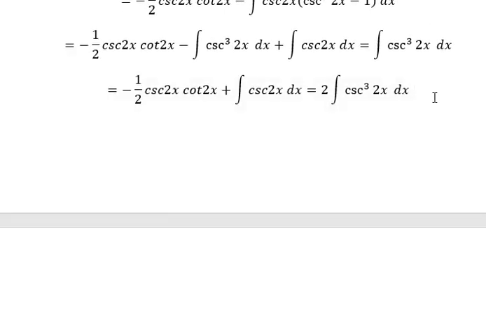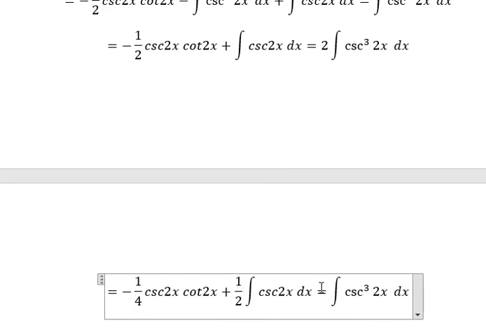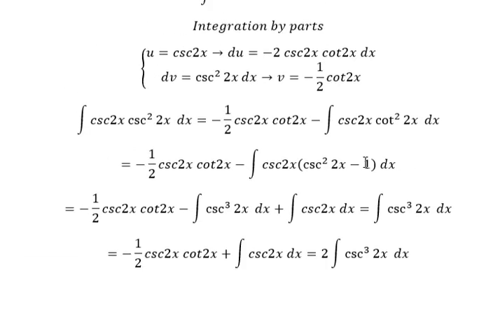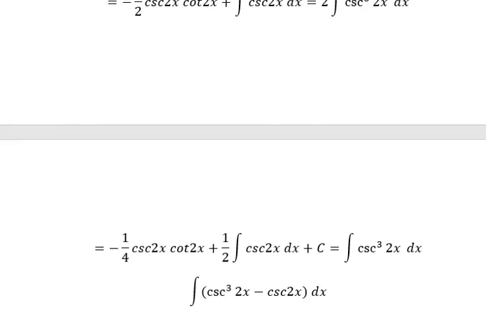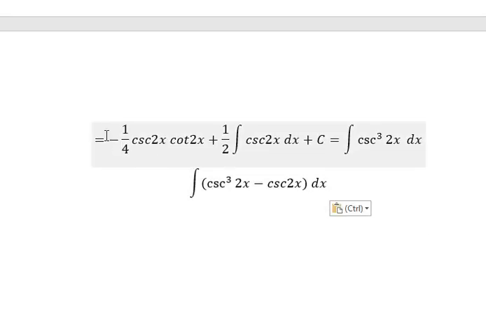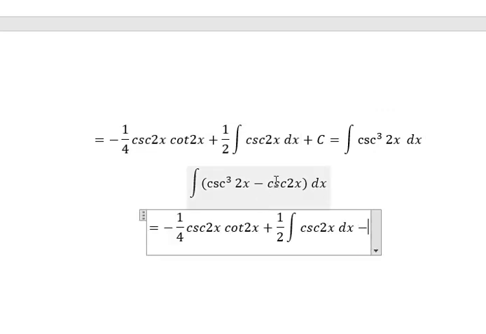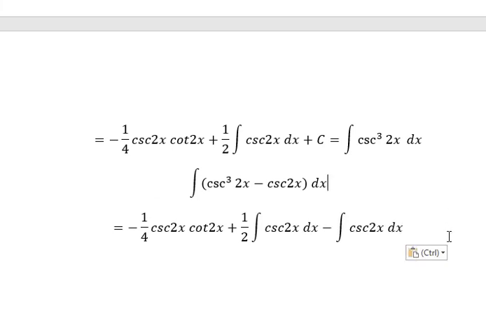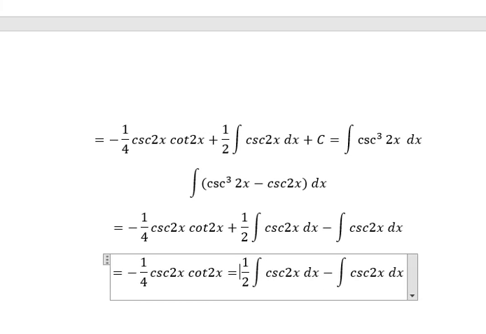Later we divide both sides by 2, and we put c in here. Now let's go to this one. So this integration is this one in here, minus the integration of cosecant of 2x. And now we simplify, and you get negative 1 over 2 cosecant of 2x with the integration.